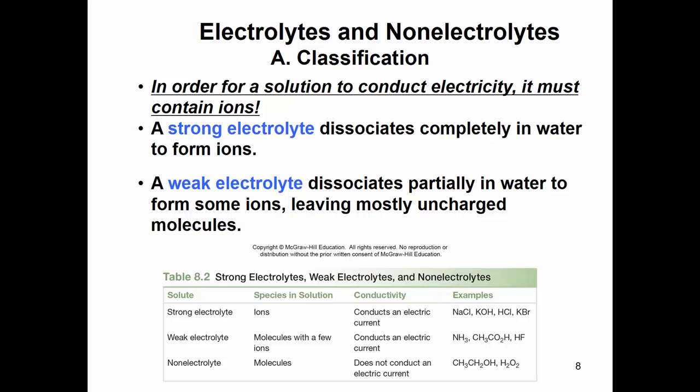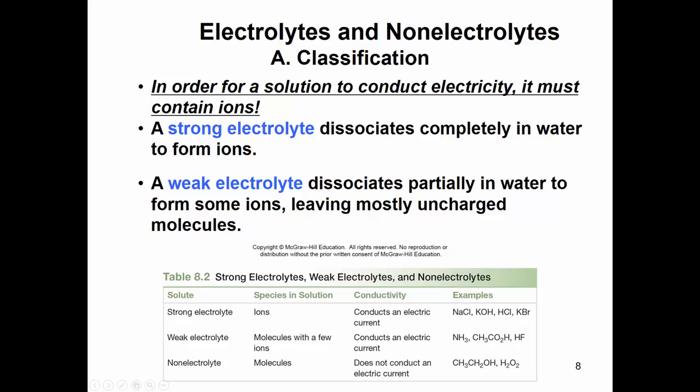So if you have a strong electrolyte, then it means that the compound dissociates completely, breaks apart into its constituent ions in water. A weak electrolyte may dissociate partially in water to form some ions, but leaving most uncharged molecules. And then if you have a non-electrolyte, that means it does not dissociate at all. It stays intact as molecules, and these do not conduct electric current.